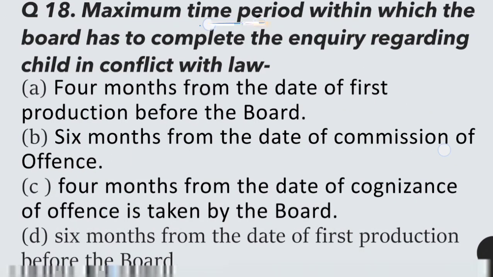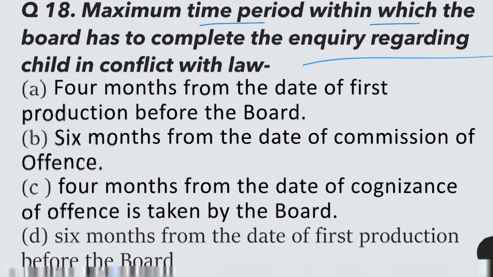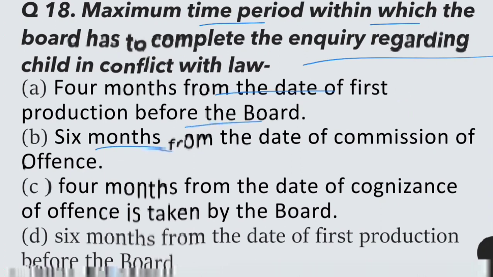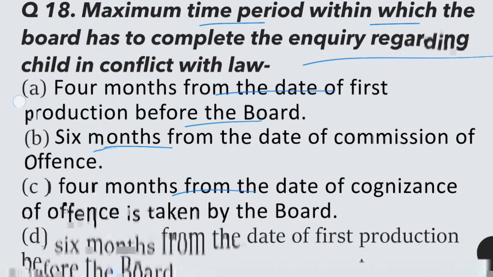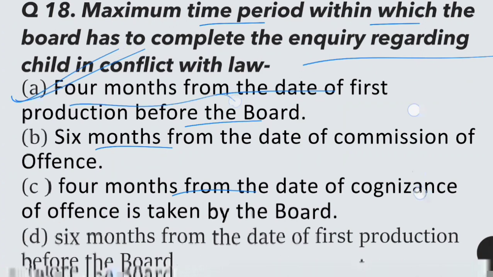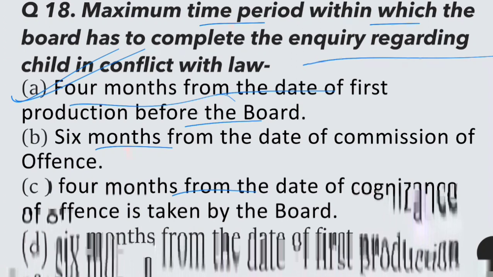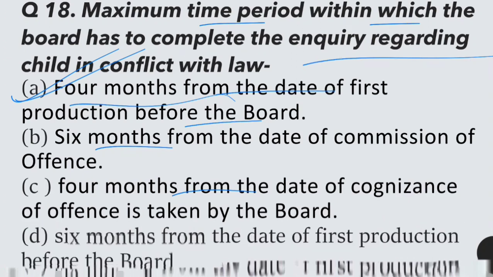Next question: the maximum time within which the board has to complete the inquiry regarding a child in conflict with law. Option A says 4 months from the date of first production before the board. B says 6 months from the date of commission of offence. C says 4 months from the date cognizance of the offence is taken, and D says 6 months from the date of first production before the board. The right answer is 4 months from the date of first production before the board, not from the commission of the offence. So A is the right option.